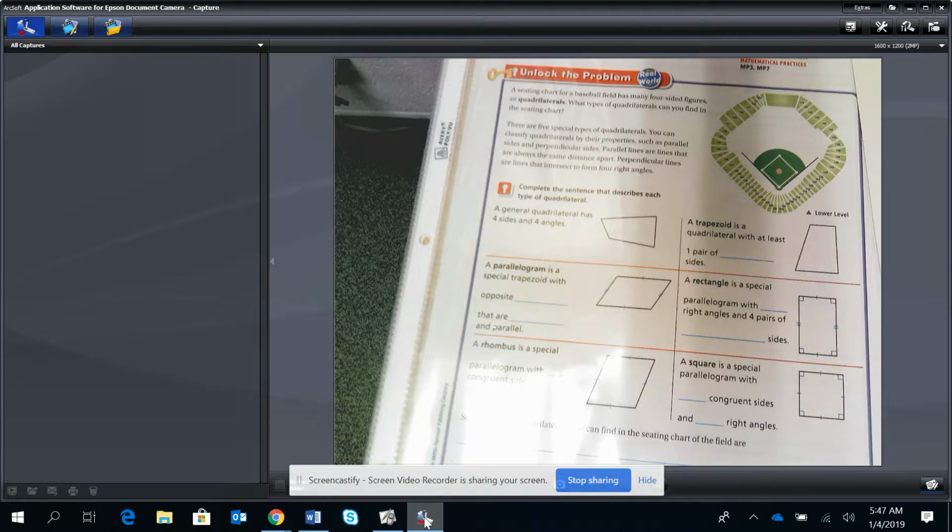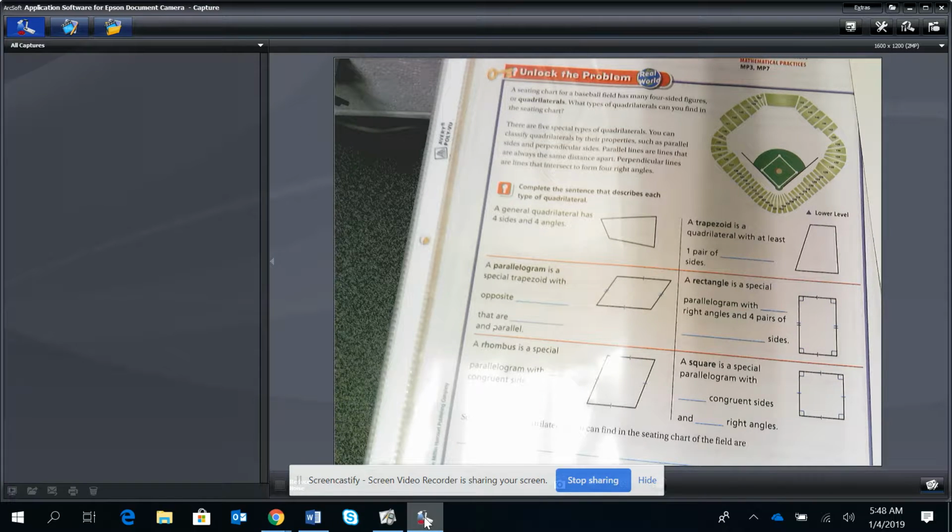All right, guys, we're working on quadrilaterals. How can you classify or compare quadrilaterals? A seating chart for the baseball field has many four-sided figures, quadrilaterals. What types of quadrilaterals can you find in the seating chart?